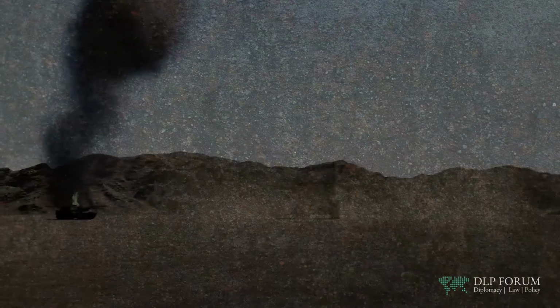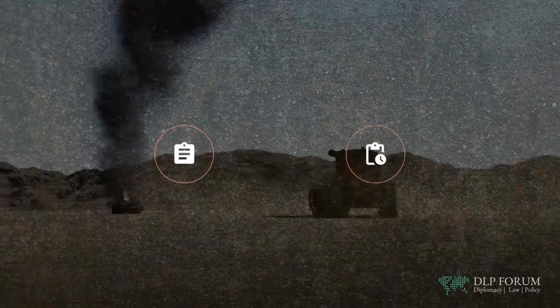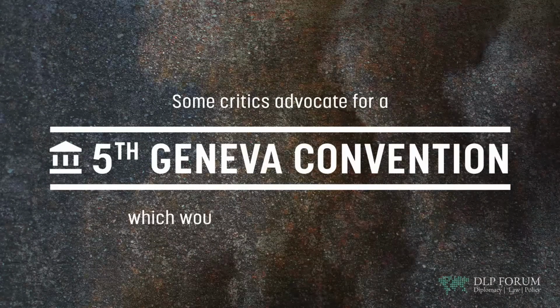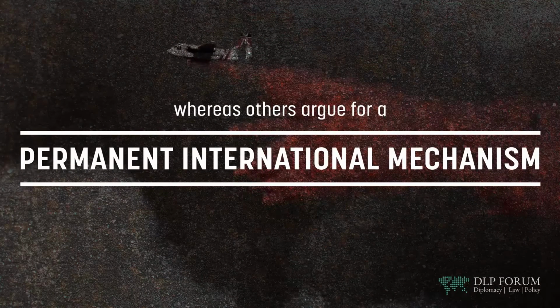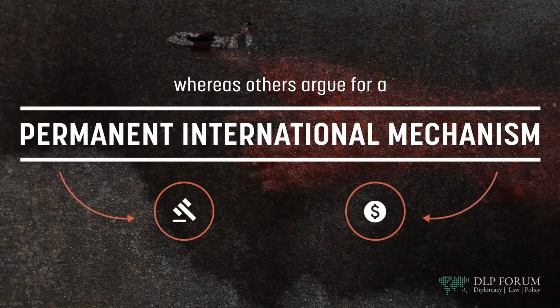So IHL does provide protection for the environment in times of armed conflict. However, it has been argued that these are inadequate due to their stringent conditions and restrictive framing. Some argue for a fifth Geneva Convention, which would focus on the environment, whereas others argue for a permanent international monitoring mechanism which would monitor legal infringements and consider compensation claims.